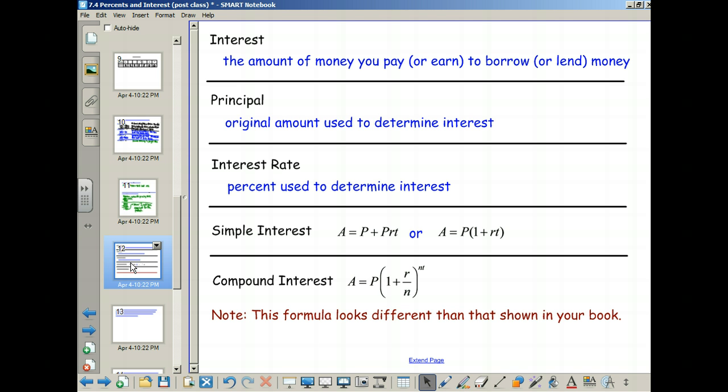Okay? Principal is the original amount used to determine the interest. So it's the original amount you put in that savings account and never touched again. Or it's the original amount of money you borrowed before you had to start paying it back for the car or whatever. Interest rate is the percentage used to determine the interest.